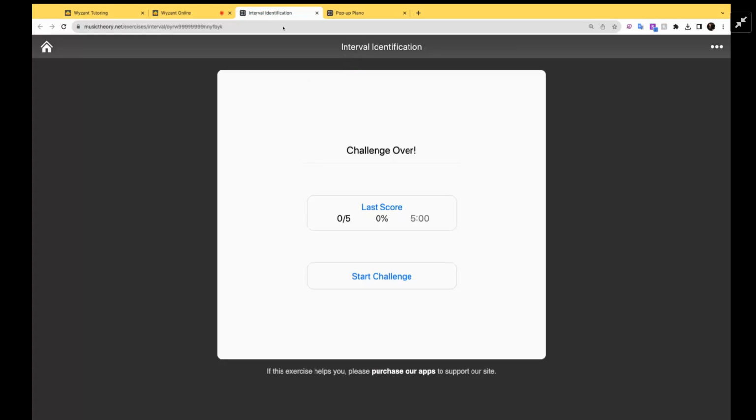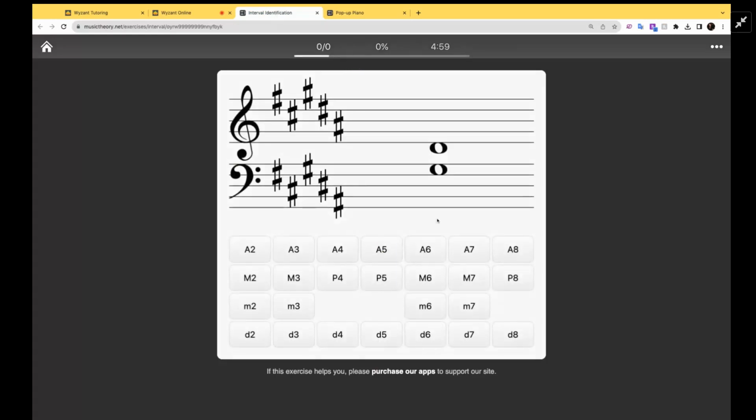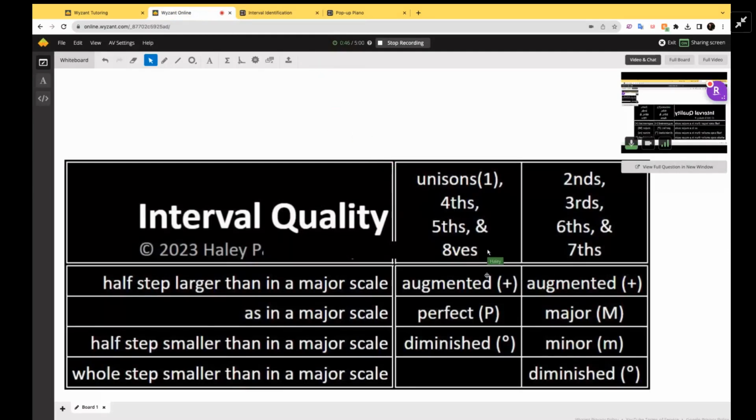First of all, we start by identifying the number of the interval. In this case, you can see that it's a fifth. We count, including the bottom and top note: 1, 2, 3, 4, 5. Therefore, we know it's going to be in this first column. This first column is for unisons, fourths, fifths, and octaves. We're going to use this first column on the graph to determine the quality of this fifth.